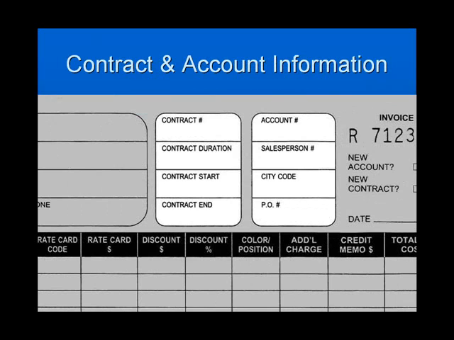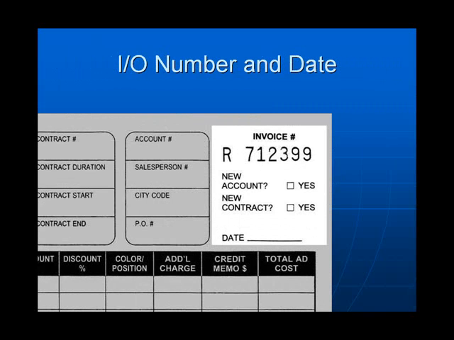Enter any contract information here. It is important that you keep track of the contract period and expiration date. The account number, your rep number, and a city code are all very important. Make sure this information is correct and legible. Enter a purchase order number if necessary. The invoice or insertion order number tracks the order through the accounting and composing process. Check the boxes for new account or contract if applicable. Make sure to enter the date that the insertion order is signed.